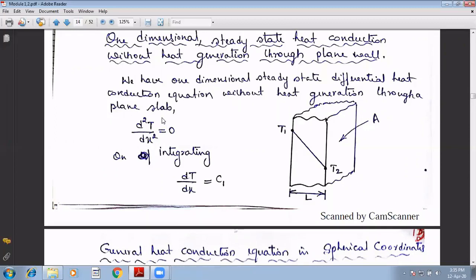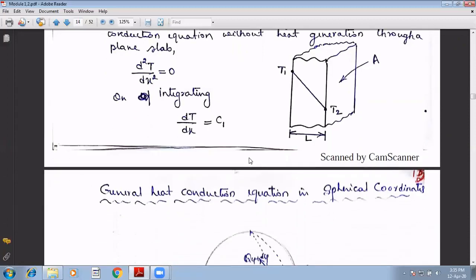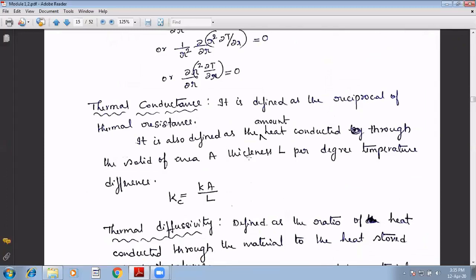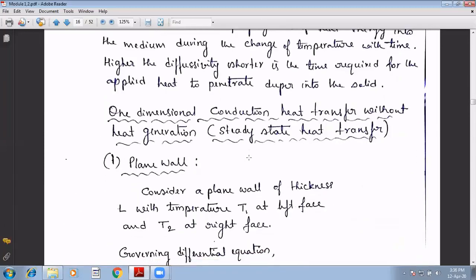Now, if we integrate for the first time, we get dT by dx equals C1. Integrate one more time, you get the equation for T in terms of C1x plus C2. Now you need to apply the boundary conditions and get the expression for dT by dx. That will be discussed as follows.